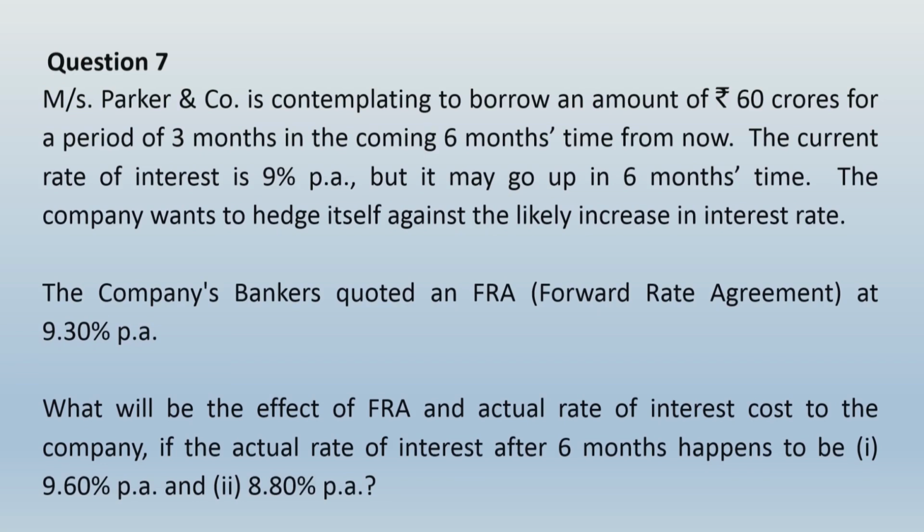What will be the effect of FRA and actual rate of interest cost to the company if the actual rate of interest after 6 months happens to be 9.6% per annum and 8.8% per annum? So the question has given you two possibilities. Under both the possibilities, we would want to find out the settlement amount which would indicate either the gain or a loss. So friends, please try to understand this line of the question. Company wants to borrow for a period of 3 months in coming 6 months time from now.